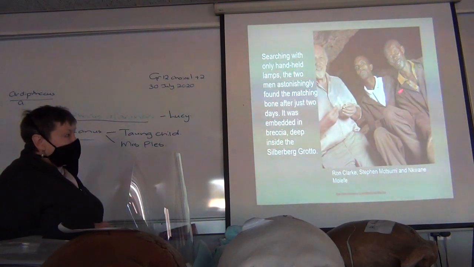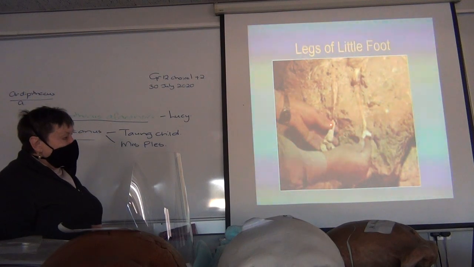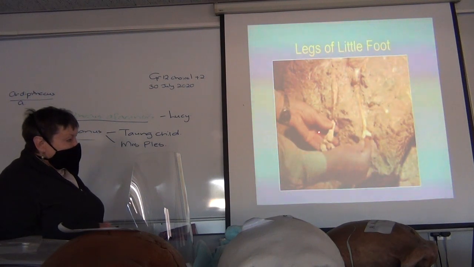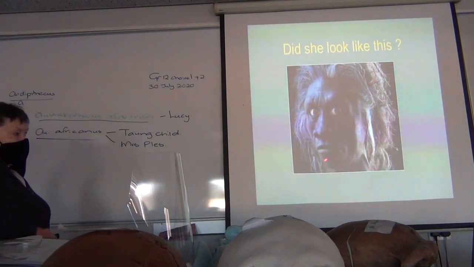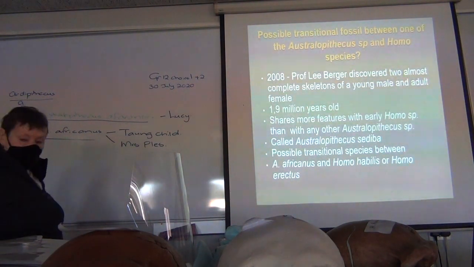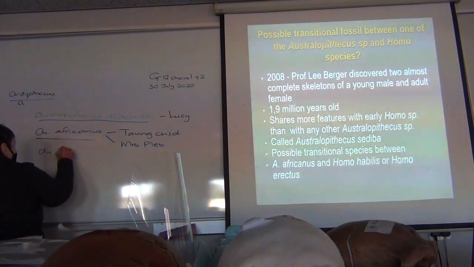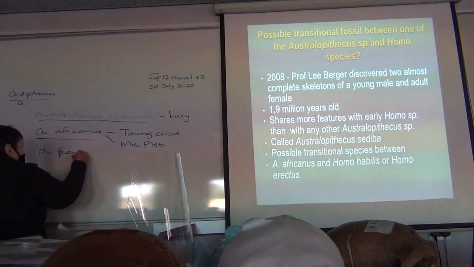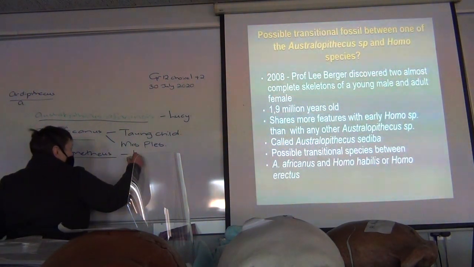These are the two gentlemen who found the actual bone after just 2 days. Here are the actual leg bones, this is the one that he had, and he's matching it up to the leg bone that they found sticking out of the rock after it had been excavated a little bit. It is thought that she looked like this. It's been identified as a female. Anyway, so that's Australopithecus. Possibly Australopithecus prometheus. No, lowercase. But there is some controversy about that. Okay, and that example is Littlefoot.